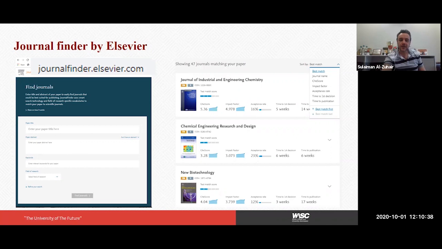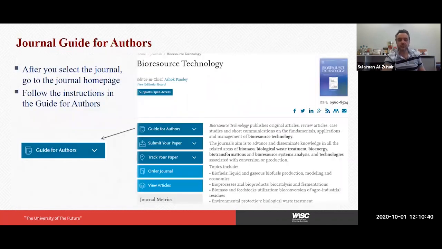Once you choose your journal, you go to the guide for authors and read this guide carefully, because if you do not follow exactly what the guide for authors says, your paper may be rejected because of that. So read them carefully, and then follow the instructions carefully.